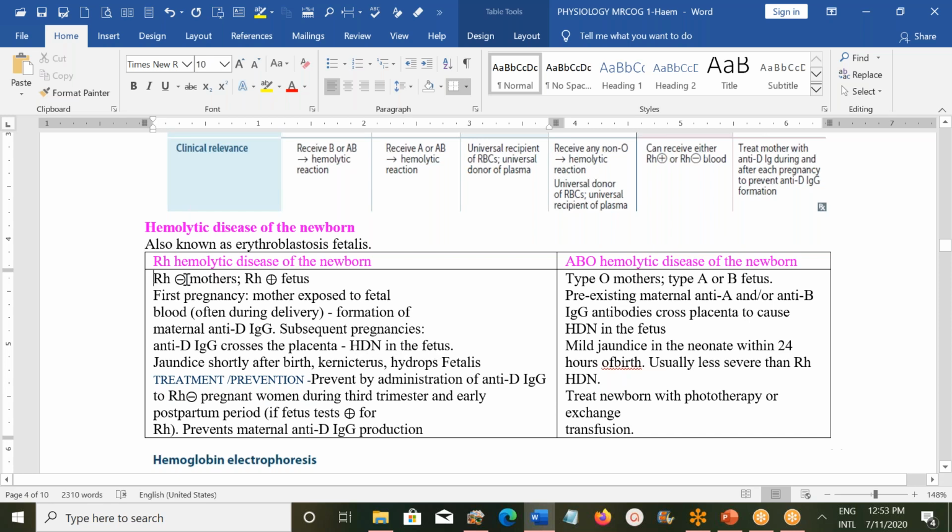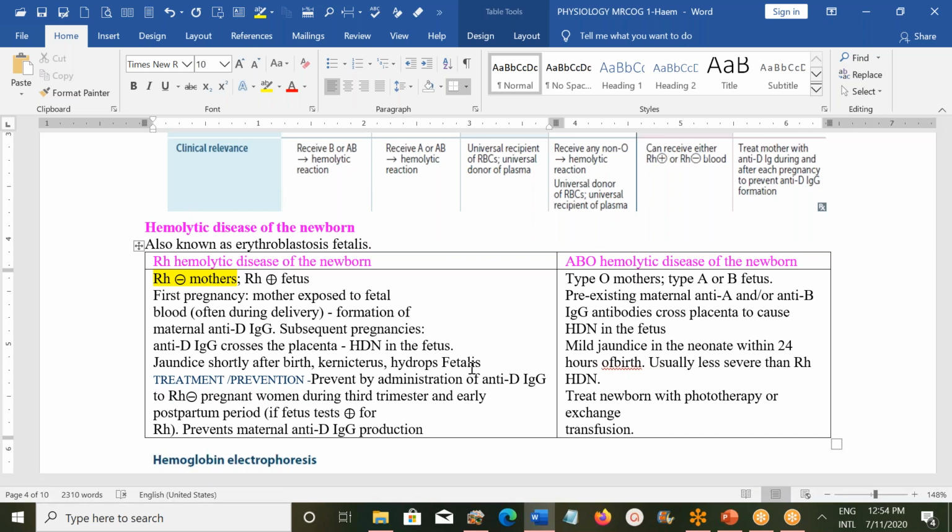Just remember, Rh negative mother. Mother is negative, okay? And the baby is positive. Then these changes are taking place. If this is severe, then the baby can die in utero due to hydrops fetalis, which is that the baby will have so much anemia that the heart will fail and the baby will die in utero.